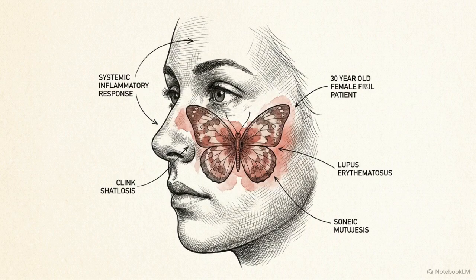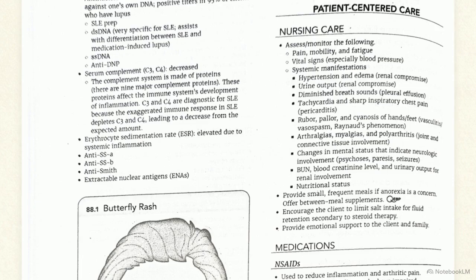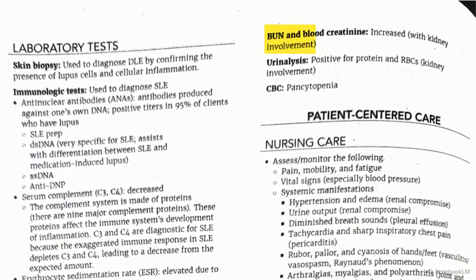Let's apply this to a patient scenario. You have a 30-year-old female with lupus complaining of severe joint pain and fatigue. She also displays a prominent malar butterfly rash across her face. But look deeper into her chart. She has an output of only 200 milliliters of dark urine over the last 12 hours, and her lab results show elevated BUN and creatinine.